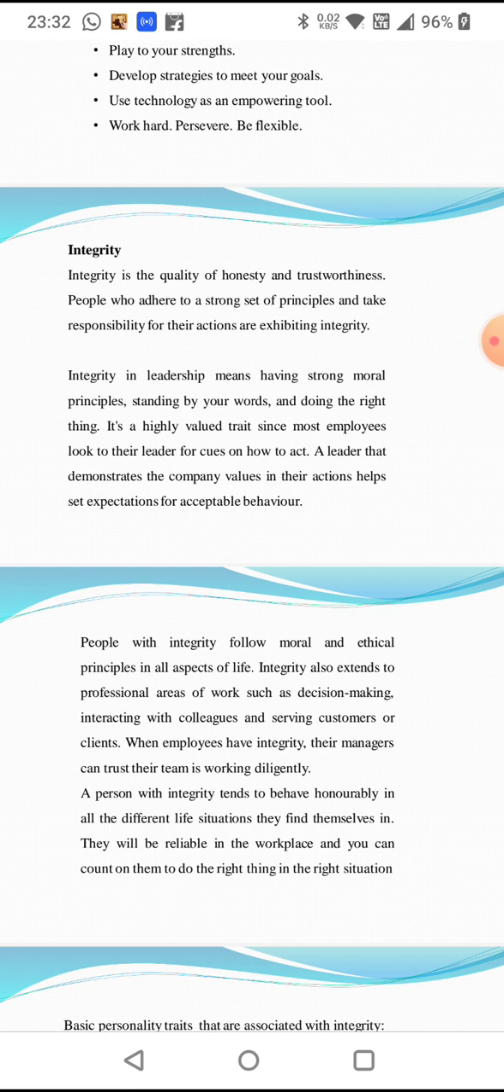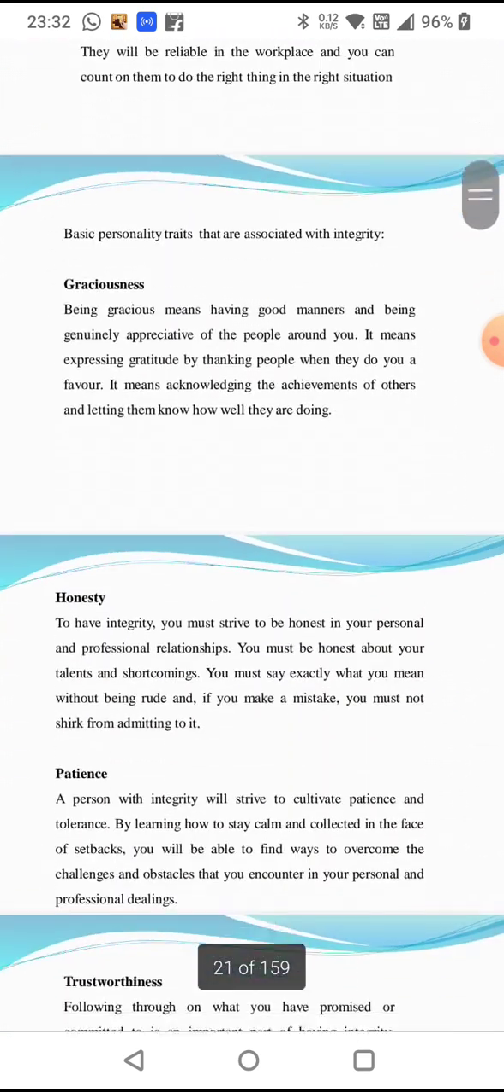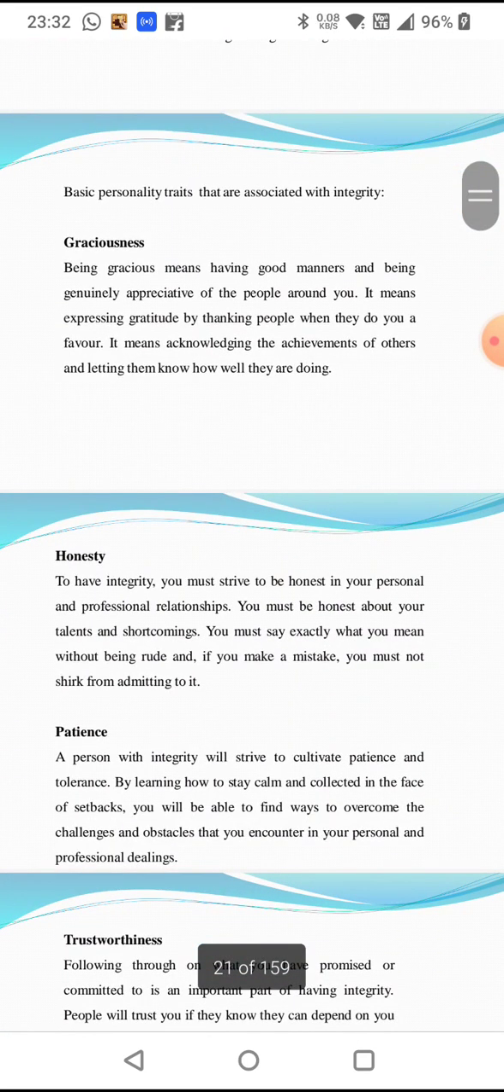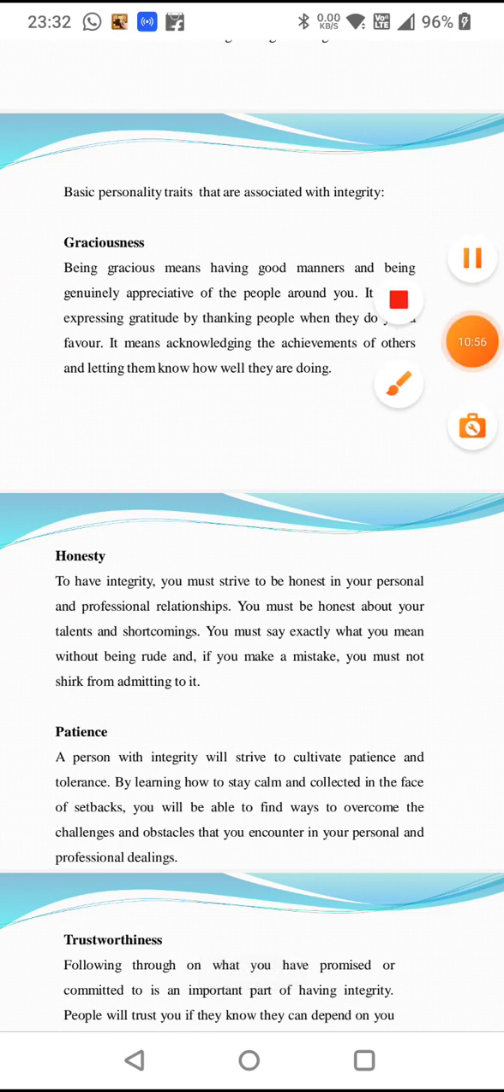So, we have some basic personality traits that are associated with integrity. First one is graciousness. Being gracious means having good manners and being genuinely appreciative of the people around you. It means expressing gratitude by thanking people when they do you a favor. And it also means acknowledging the achievements of others and letting them know how well they are doing.